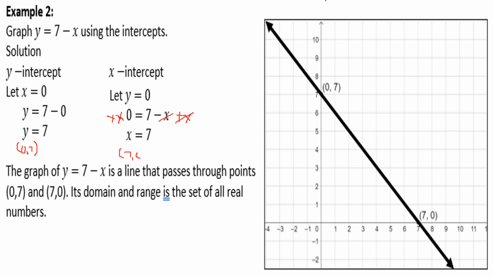So to graph this, we need to plot 0, 7 and 7, 0 on our Cartesian plane. So we have here the 7, 0, and then we have here the 0, 7. Okay, and then you make a straight line to connect the points. And this is now the graph of our y equals 7 minus x.